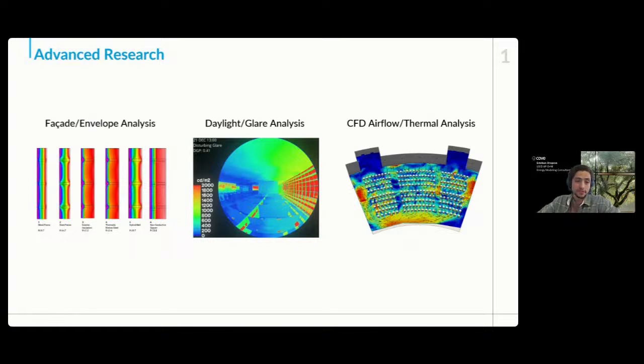So we can explore facade thermal conduction behavior, or the envelope, in a more accurate way. Of course we all have heard about daylight, but there's also glare analysis, which is very important and often overlooked in design. And then we also have CFD, that's computational fluid dynamics, airflow and thermal assessments. That's especially important when you're designing a building in which comfort is a very sensitive aspect.